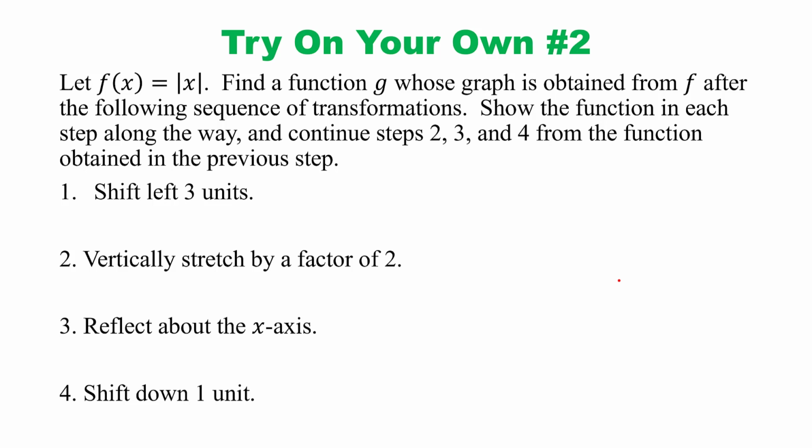Let f of x equal absolute value of x. Find a function g whose graph is obtained from f after the following sequence of transformations. Show the function in each step along the way and continue steps 2, 3, and 4 from the function obtained in the previous step. Number 1, shift left 3 units. 2, vertically stretch by a factor of 2. 3, reflect about the x-axis. 4, shift down 1 unit.